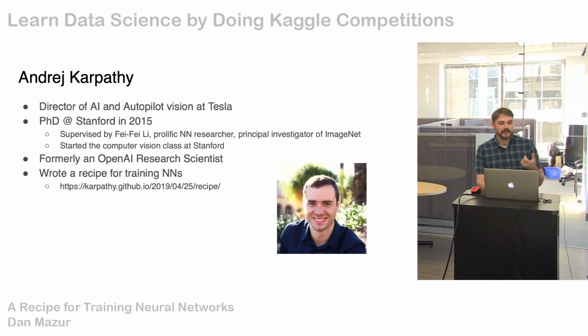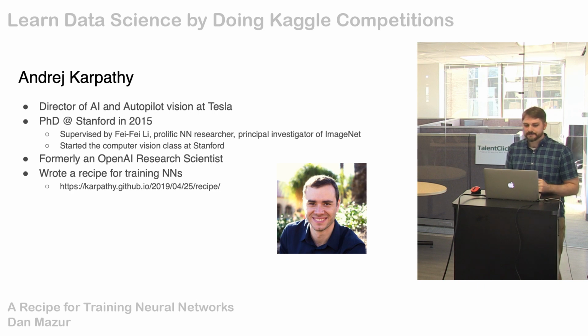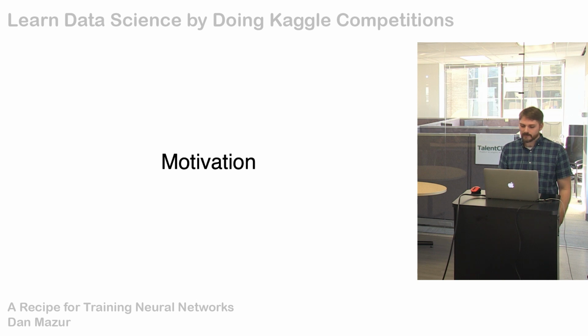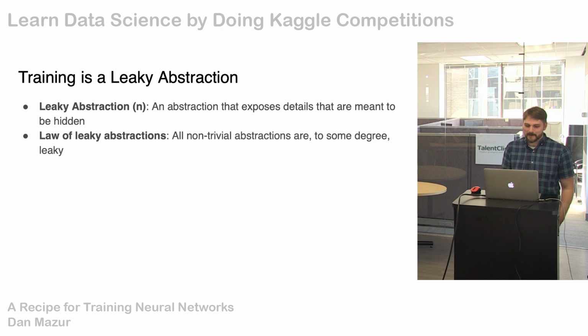So the expert we're listening to today is Andrej Karpathy. He's currently the director of AI and autopilot vision at Tesla. He has a PhD from Stanford in 2015, supervised by Fei-Fei Li, who's another very prolific neural network researcher, and the principal investigator of ImageNet. He used to be with OpenAI as a research scientist, and he wrote this blog post that we're talking about. So he's an expert, and we will listen to him, or at least debunk some of the things he says.